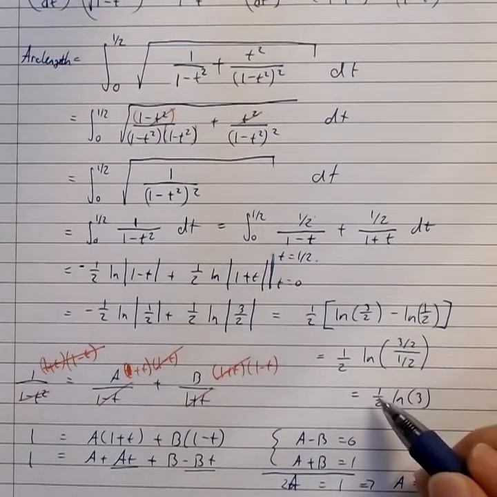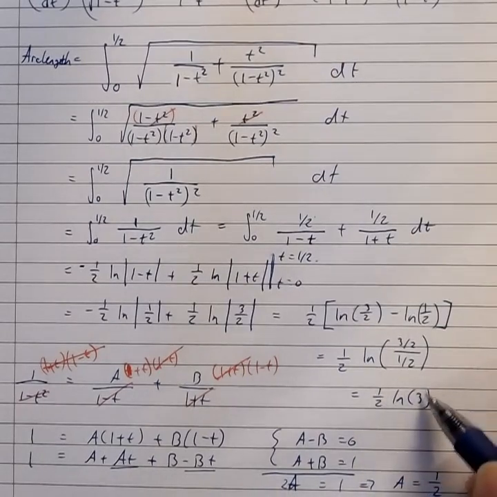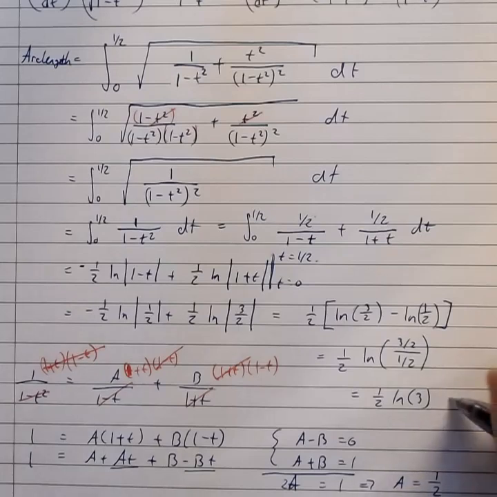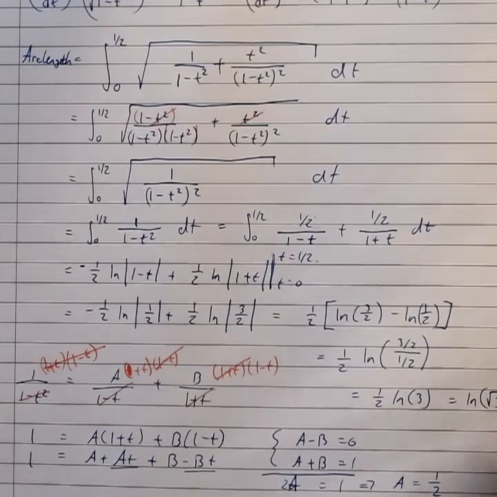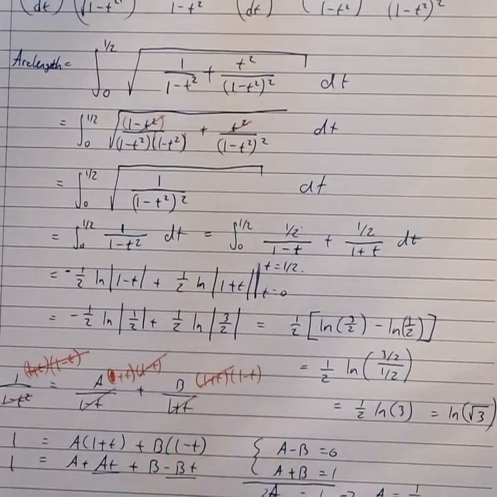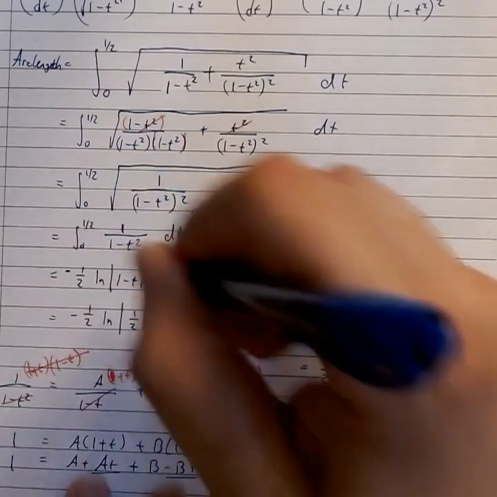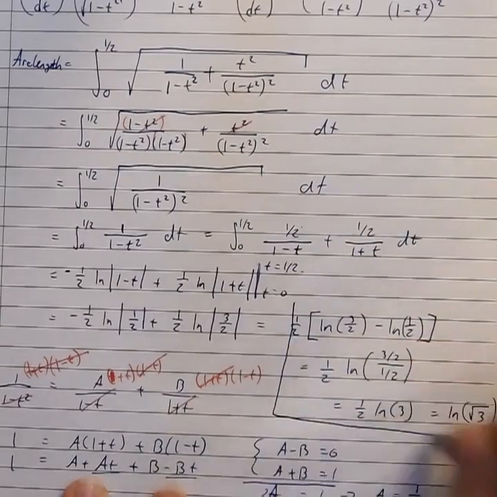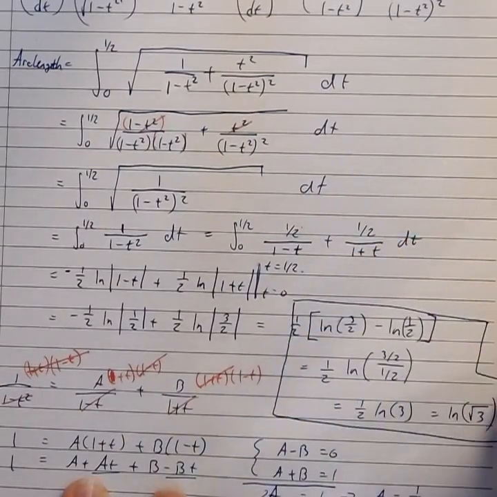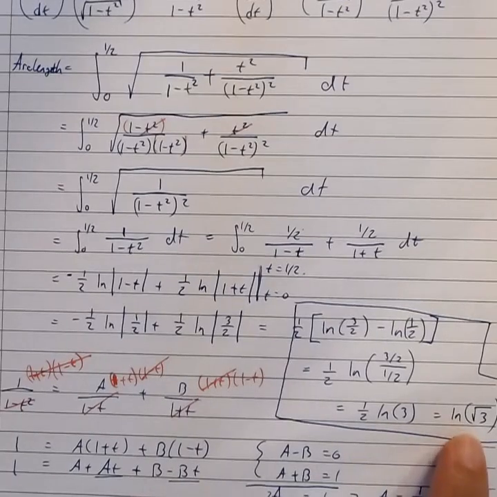And there's another property that says if there's a constant here, it can be brought inside. So we can even write this as the natural log of 3 to the 1/2 power, or in other words, natural log of the square root of 3. So there we go. There's a bunch of different ways you can write this. Yeah, all of these are potential answers. All of these are good. Obviously, that's the simplest one, but there's a few other ways you can write it. And that's the arc length.